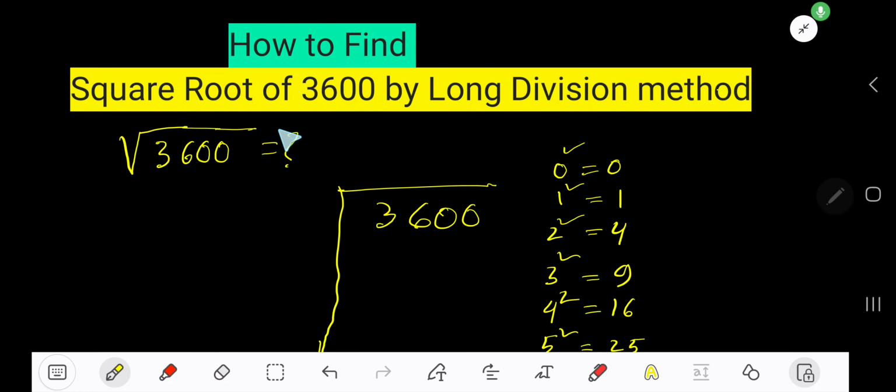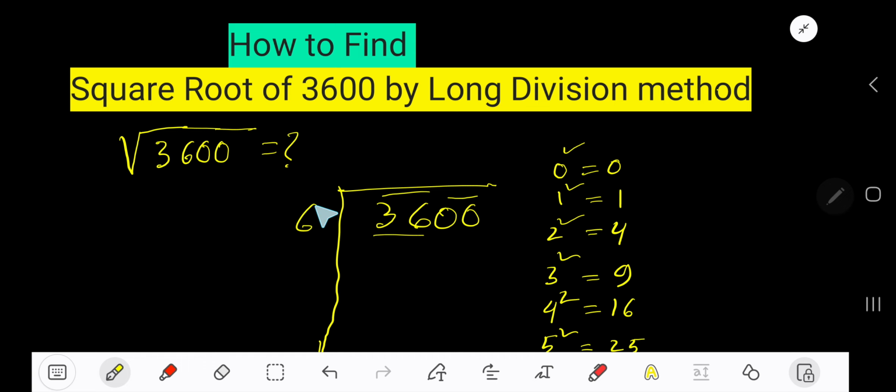To find the square root of 3600 by long division method, we need to make pairs from right hand side to left hand side. This is our first pair, this is our second pair. Consider this pair 36. Take here a number whose square will be equal to 36 or near to 36.